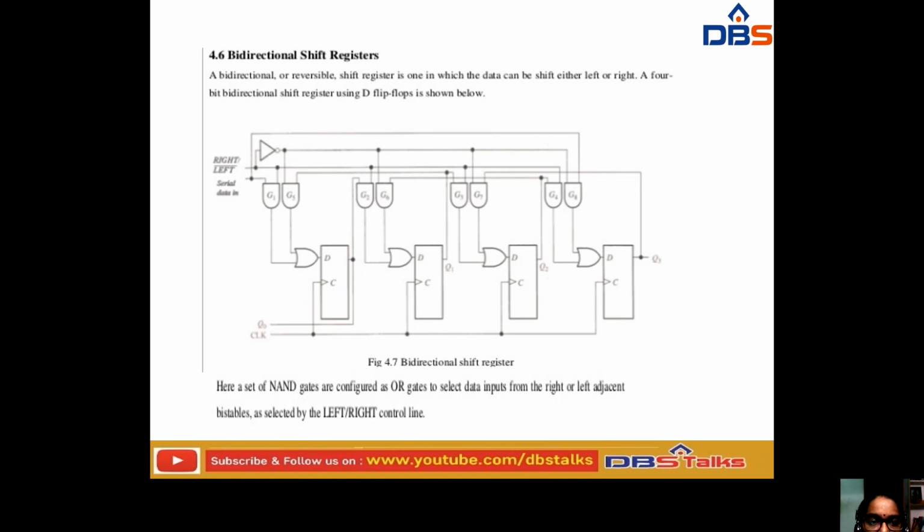Such that a 4-bit bidirectional shift register is used with D flip flops, as shown below. If you have observed this flip flop arrangement, this is a serial bidirectional shift register. Here the data is shifted in a bidirectional way.